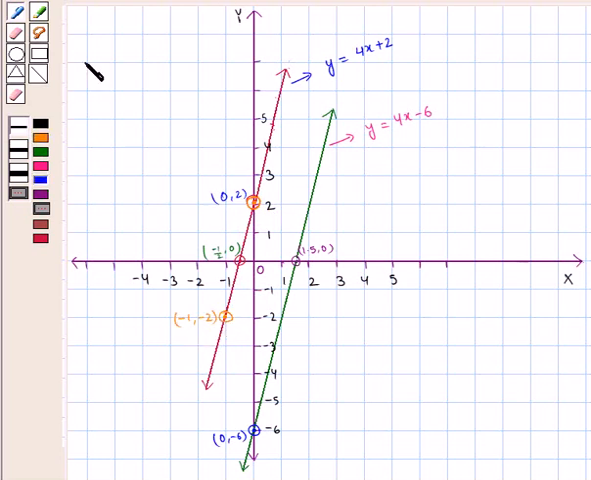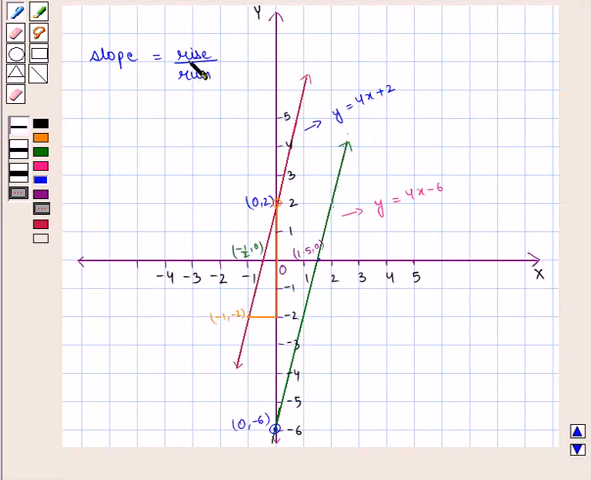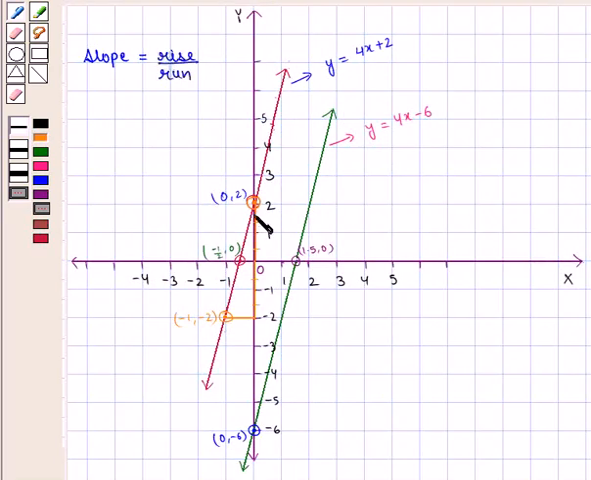And now we know that slope is given by the formula rise over run. So now we shall find the values of rise and run. To find the value of rise, we move downwards from the point (0, 2), and we count the number of squares, that is 1, 2, 3 and 4. And as we move downwards, therefore we take negative sign for rise.